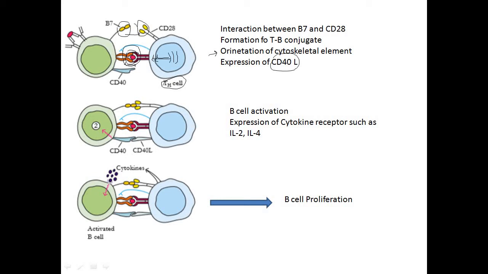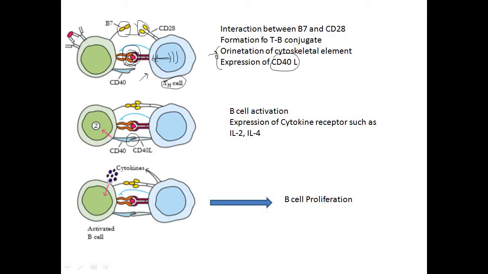So upon activation of the T helper cell, orientation of cytoskeletal elements as well as the expression of CD40 ligand occur inside the T helper cell. Now what will happen when these two events have happened? After these two events, when the CD40 ligand is expressed and comes on the cell surface of the T helper cell, this CD40 ligand will interact with the B cell's CD40 receptor.